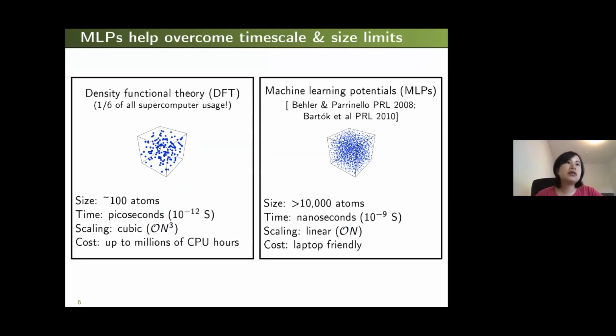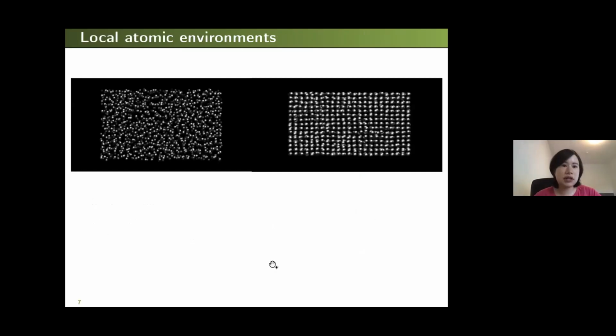To put this into numbers, compare with density functional theory, which by the way makes up about one sixth of all the computational usage at supercomputing centers. We are able to tackle systems orders of magnitude larger, with a favorable linear scaling compared with the cubic scaling of density functional theory. We can even run such calculations on our laptops. So how does it work?